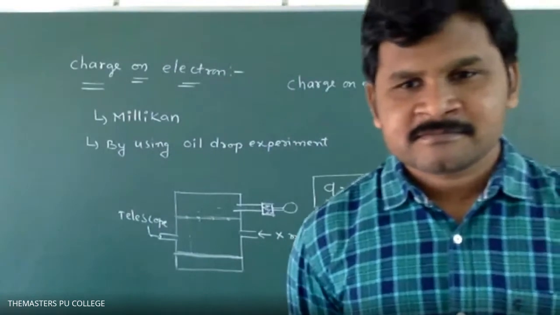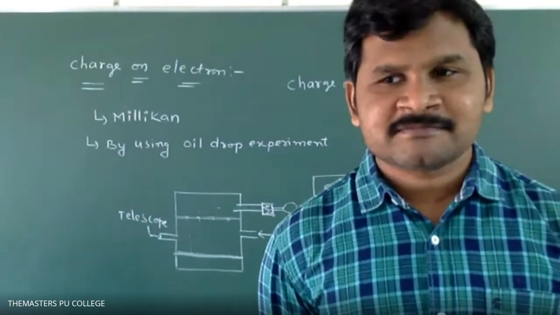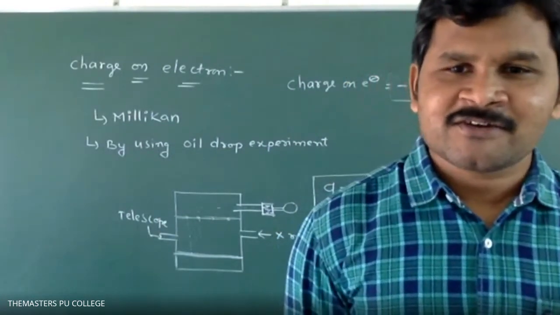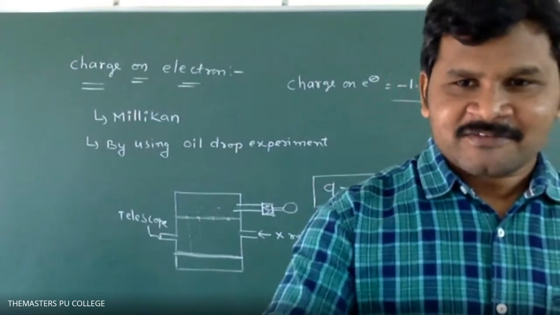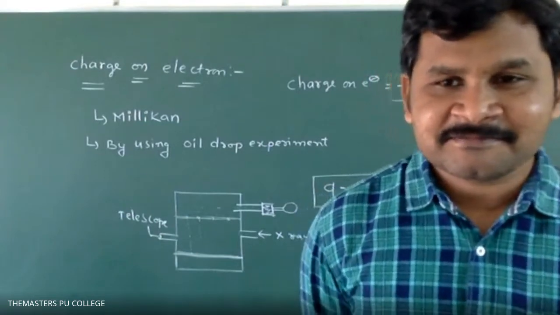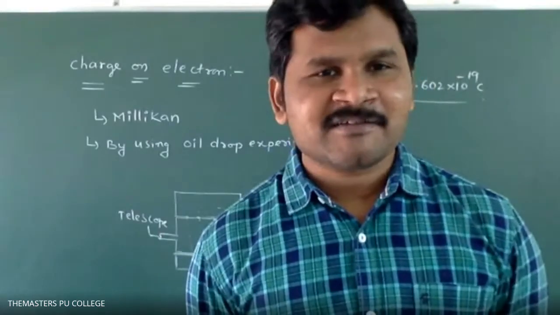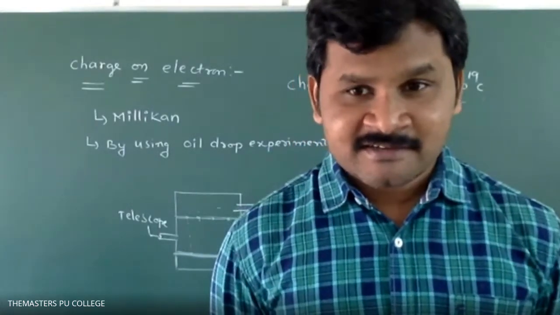So 5. Very good, super. How did you do it, Pramara? You can do it with a pencil also. What are the values? So 8 into 10 raised to minus 19 is equal to n into 1.602 into 10 raised to minus 19. So 10 raised to minus 19 gets cancelled on both sides. So 8 divided by 1.602.